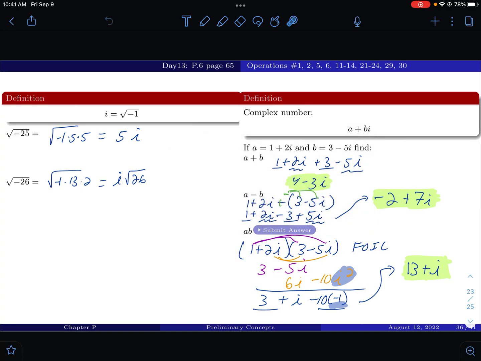So now my common terms are 1 minus 3, which is -2, and 2i and a 5i, which is 7i. So again, subtraction of complex numbers is the same as adding variables and like terms.